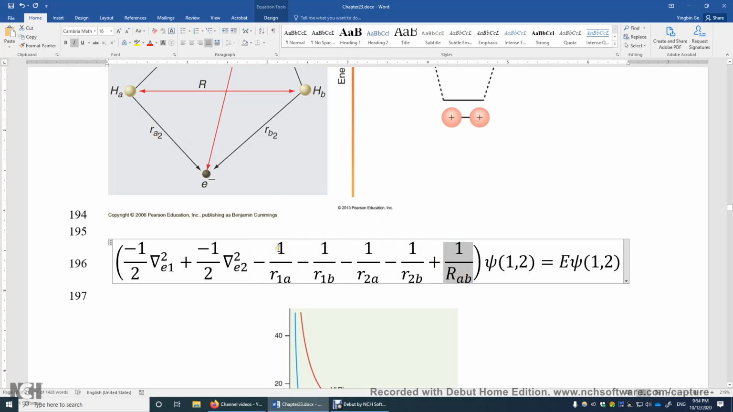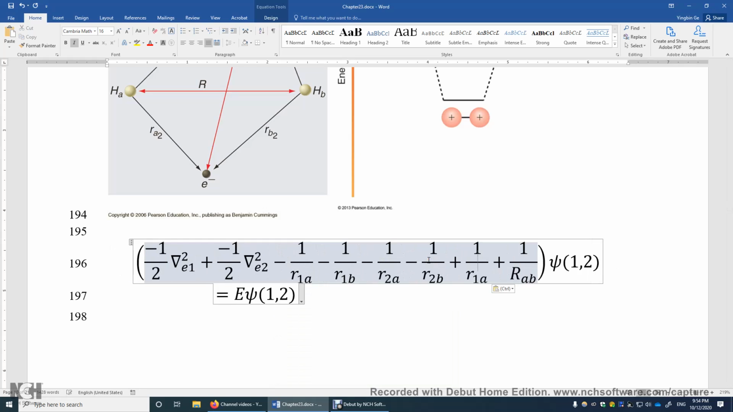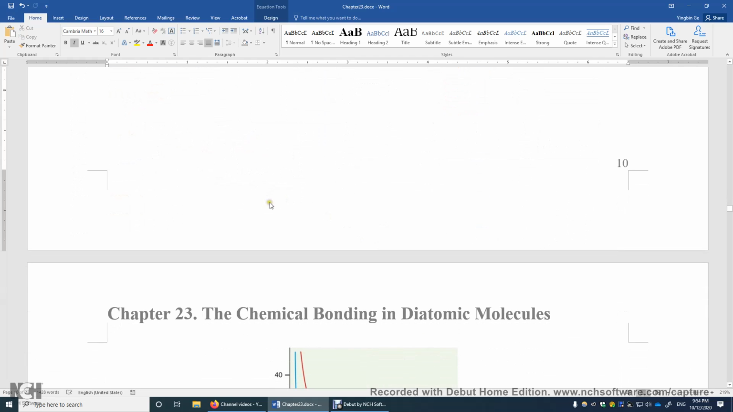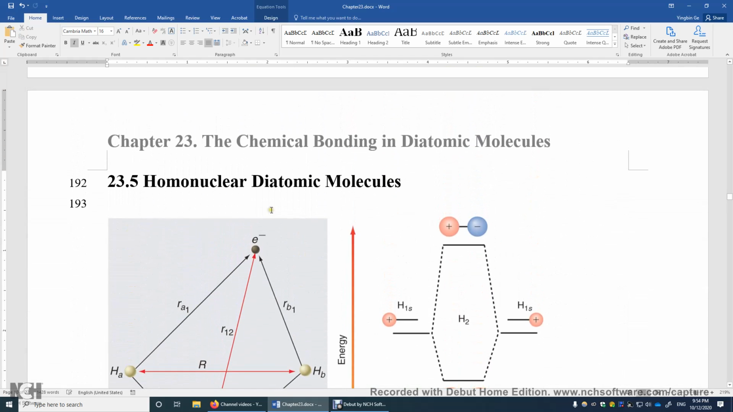And I missed one term here. The repulsion between the two electrons. I missed that term.